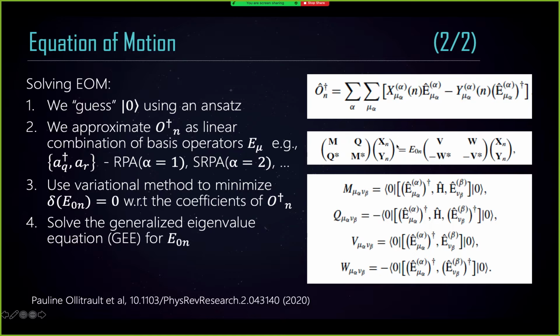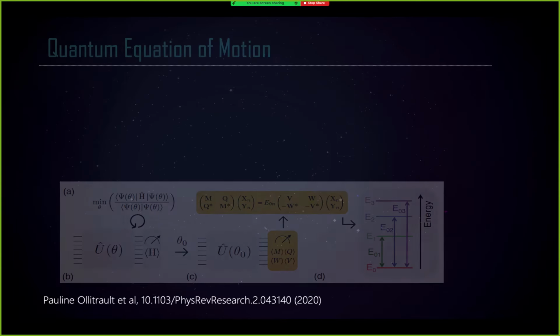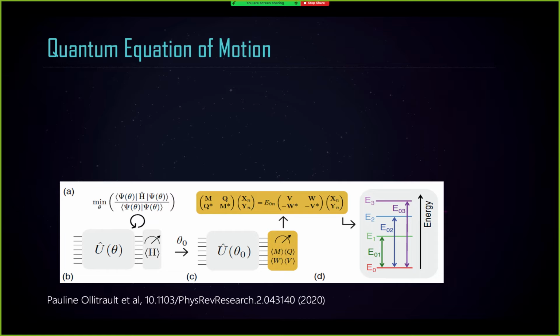Which is the generalized eigenvalue equation. And so the goal, what we're trying to do now, is how can we use quantum computers to solve this equation, whereby these matrices are just the expectation value of these commutators. This is the work done by Pauline and the IBM Zurich group. They introduced this last year, actually. I think it was 2019, and then there was a revision in 2020. What they call the quantum equation of motion.